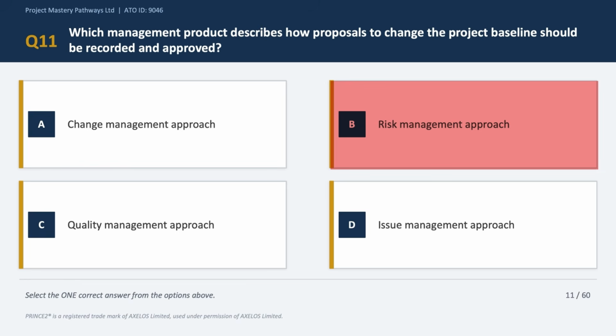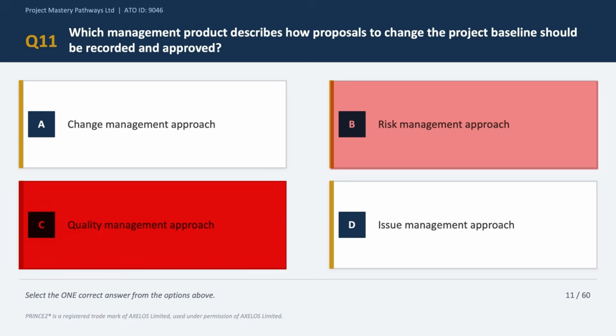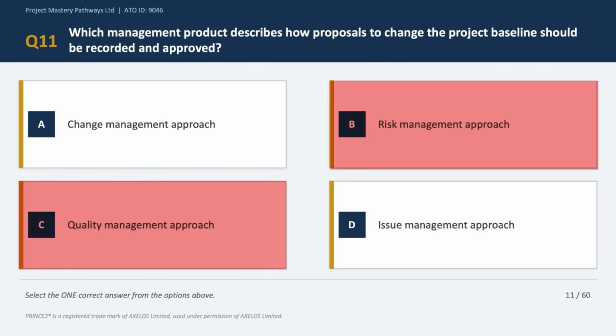Let's look at option C, which says quality management approach. Now this describes quality standards and quality control activities. It has no direct linkage to the change proposals or baseline management. An incorrect answer choice. Option D says the issue management approach. However, please note that issues may not include change requests all the time, okay? But going back to the scenario in this question, the specific document that describes how to record and approve changes to the baseline is the change management approach, okay? Not the issue management approach. So option D is quite close, but it's not precise enough for what the question is asking. Okay, so option D is also incorrect.